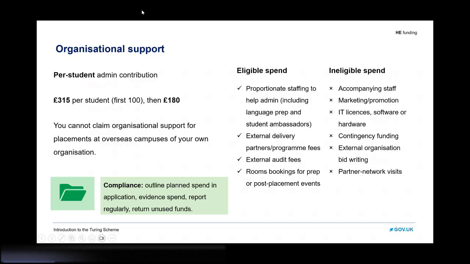We provide organisational support at a per-student rate to help administer and implement placements. This is £315 per student for the first 100, then £180 per student thereafter. Eligible uses include proportionate staffing, including language preparation and student ambassadors, external delivery partners and programme fees, external audit fees, and room bookings for preparatory or post-placement events.